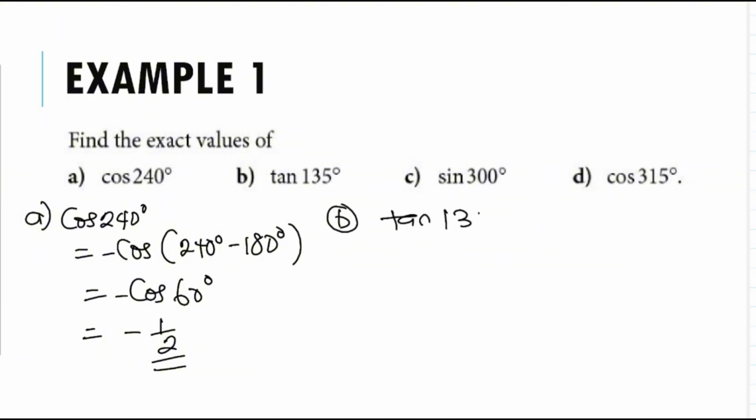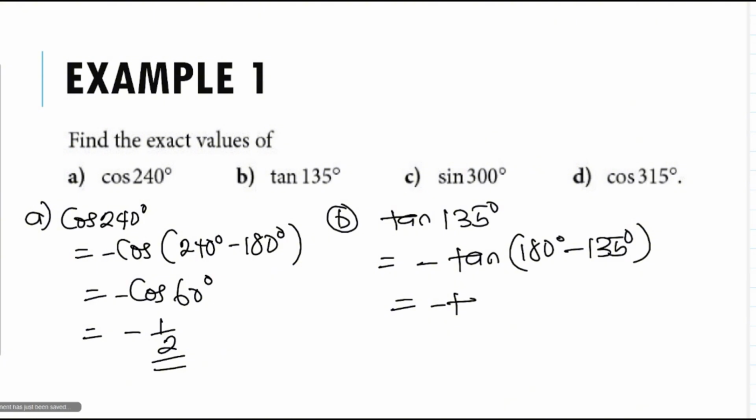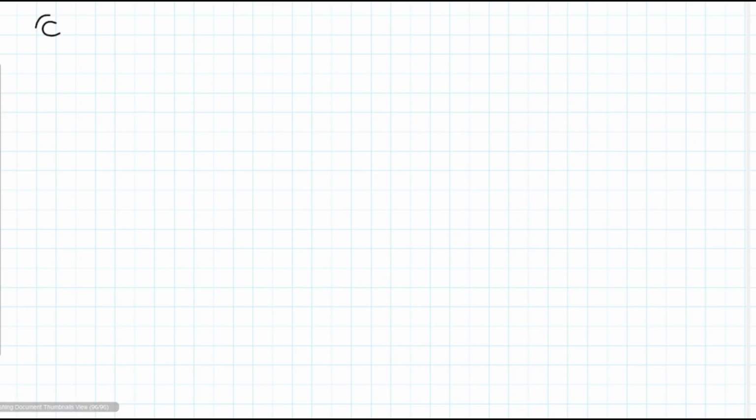B, tan 135. 135 is in the second quadrant. In the second quadrant, tan is negative, so this will be minus tan. The value of the reference angle there is 180 minus theta. 180 minus 135, and that will be minus tan 45 degrees. What is minus tan 45 degrees? That's minus 1.